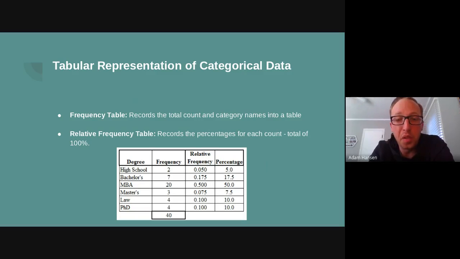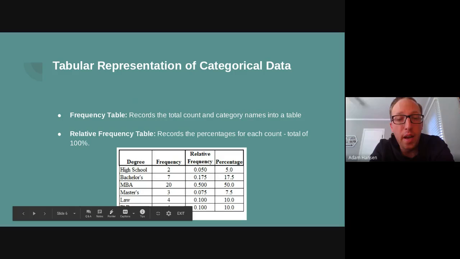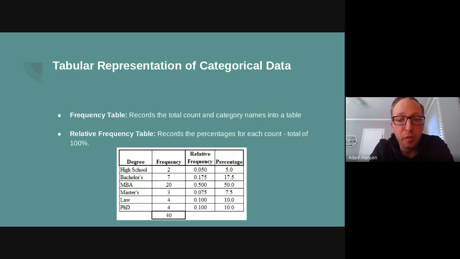There were 40 different participants. 2 of them had a high school degree. 7 of them had a bachelor's degree. 20 of them had an MBA. 3 had a master's degree. 4 had a law degree. And I believe 4 also had a PhD. A frequency table records the frequency or count of each of the respective responses across the distribution of a categorical variable.